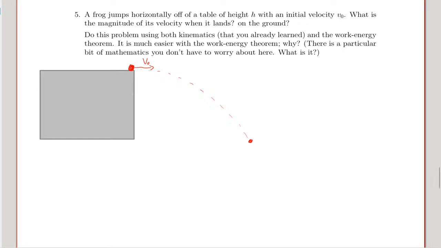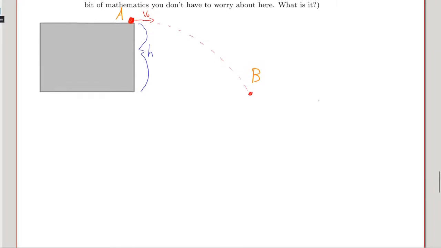To use the work-energy theorem again, we need to have clearly identified before and after states. So we'll call those A and B. The problem also gives us a symbol for the height of the table. That height is h. So I'm going to do this twice, once with kinematics and once with the work-energy theorem. In the kinematics approach, which I will do first, we'll put that down here below the picture.